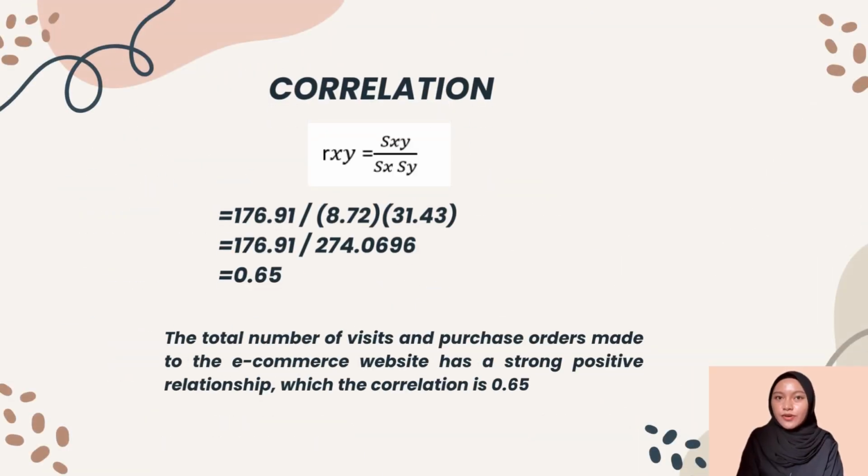These are the steps for how we get the correlation. We divide the sample covariance by the standard deviation of X multiplied by the standard deviation of Y. And then we get the answer, 0.65. So we can say that there is a strong positive relationship between number of visits X and number of purchase orders Y. That's all from me and thank you.